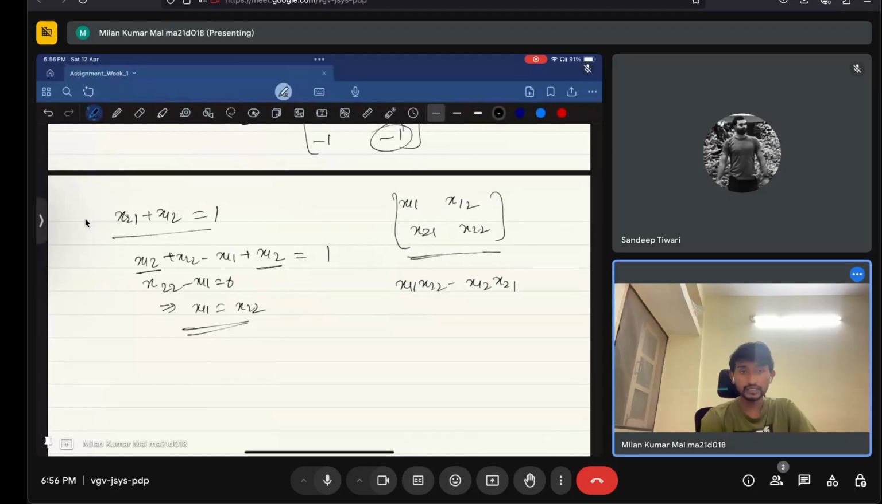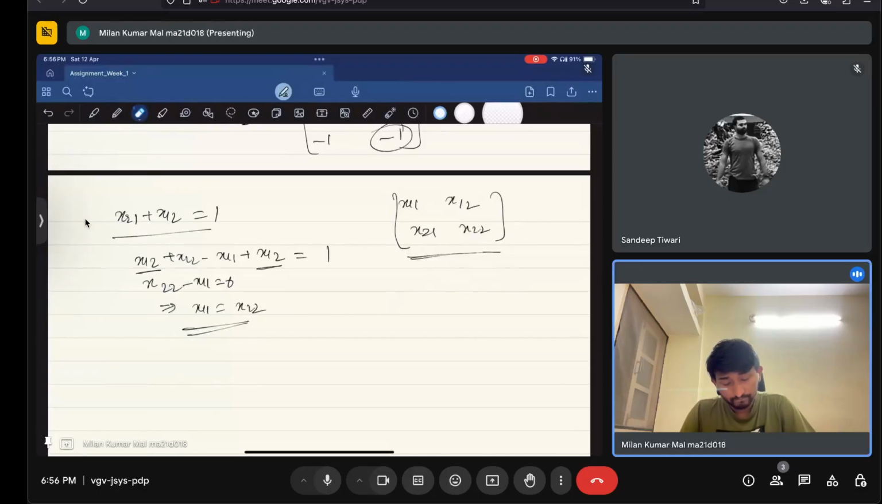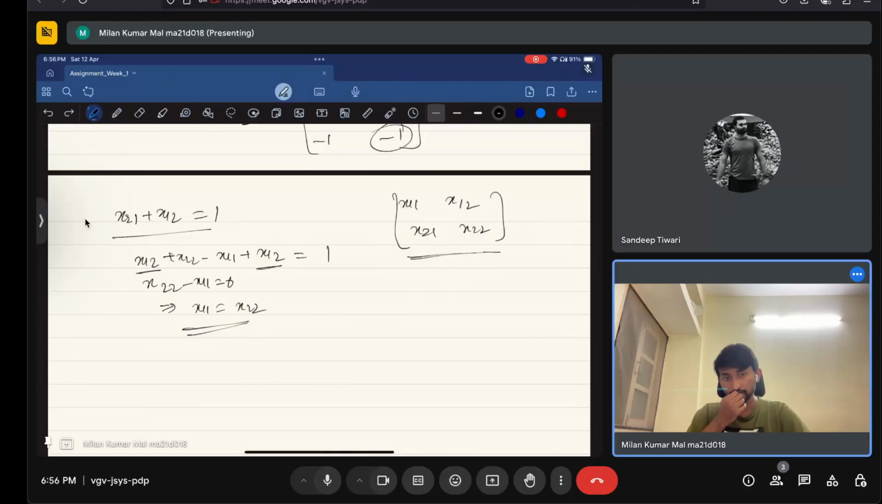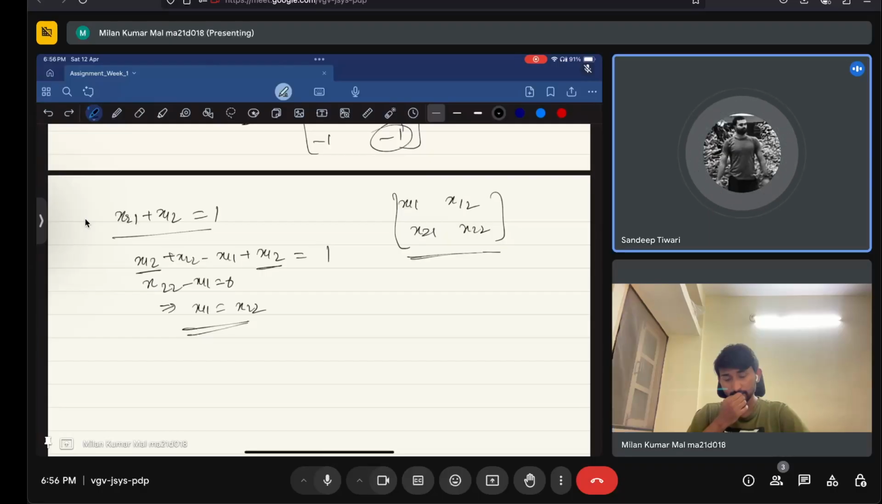So the other thing we can say is that x11 equals x22, therefore trace, and also we have this one. Now I think it will work. x11 is equal to x22. Yeah, that is what we have. x21 plus x12 is equal to 1. Okay sir, from there you got.